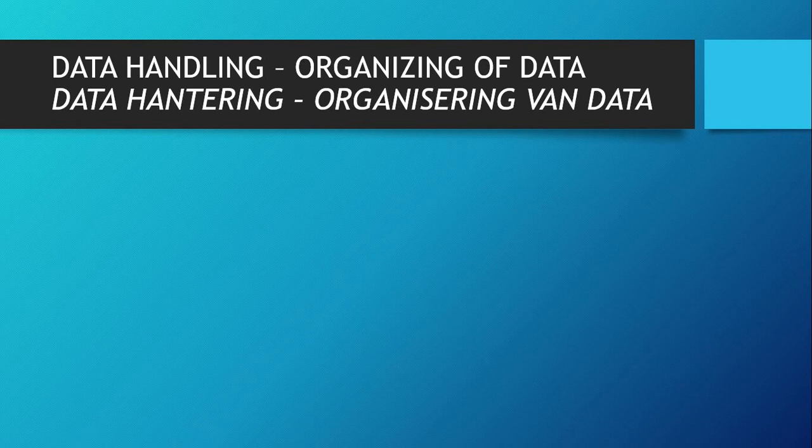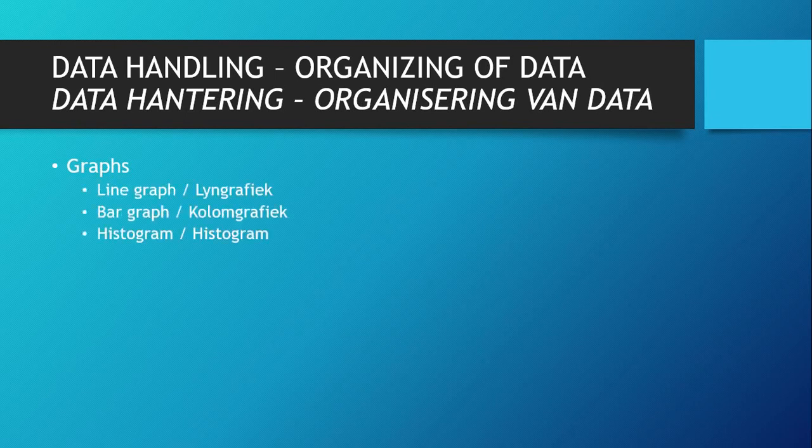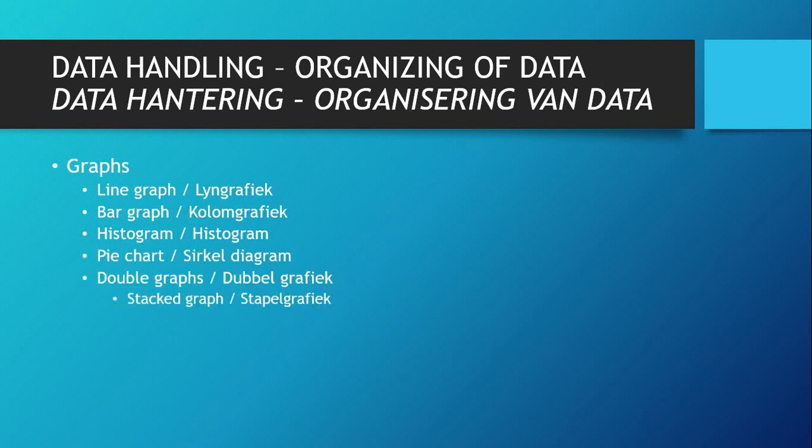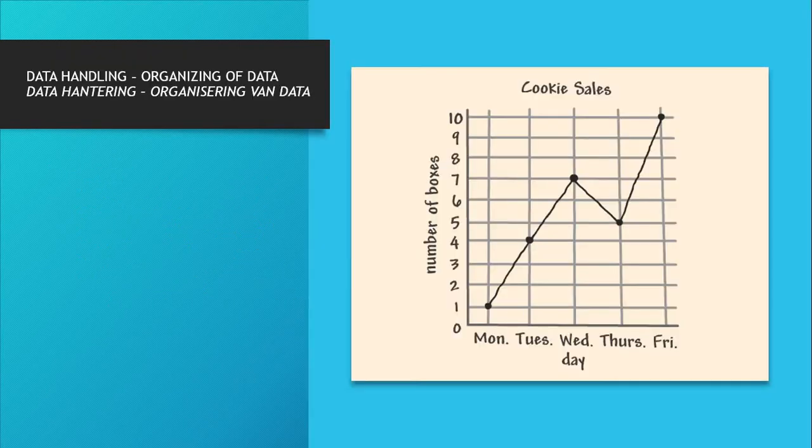Second way we can organize our data is with graphs. Now we get a variety of graphs. Your line graphs, your bar graphs, your histograms, your pie charts, and you get your double graphs. And the double graphs includes your stacked graphs as well. We will be looking at these graphs now, just to summarize what's the important points to know when you are writing or drawing a graph. First of all, we're going to be looking at the line graph.